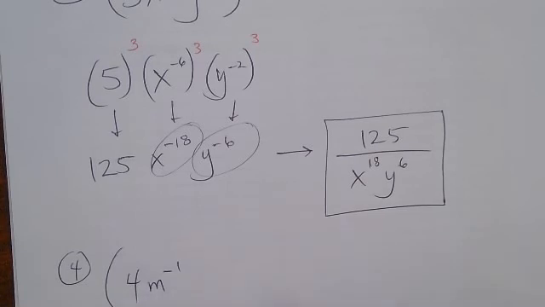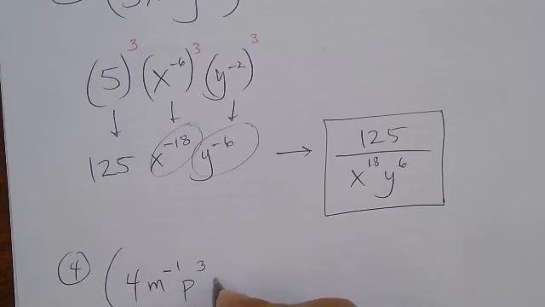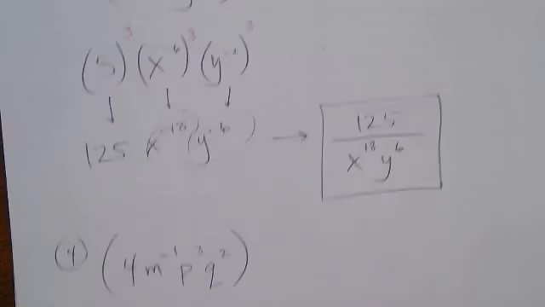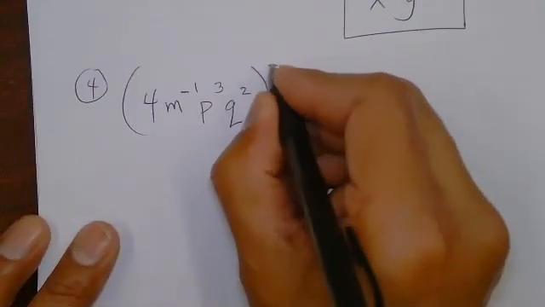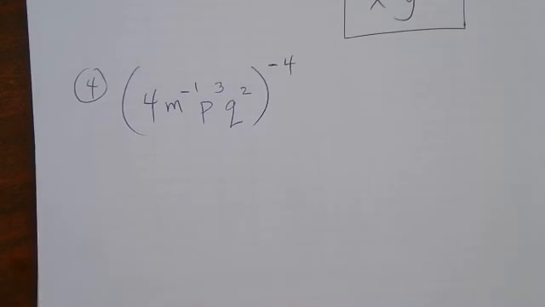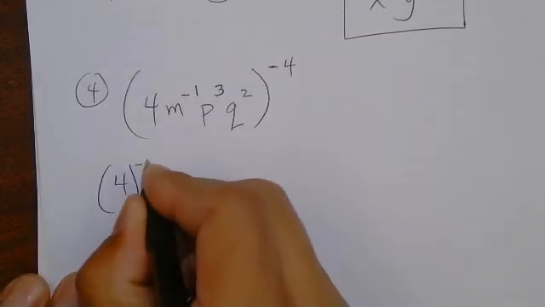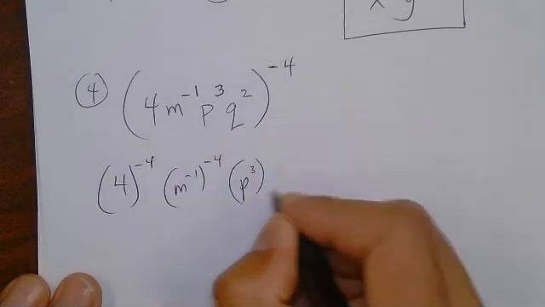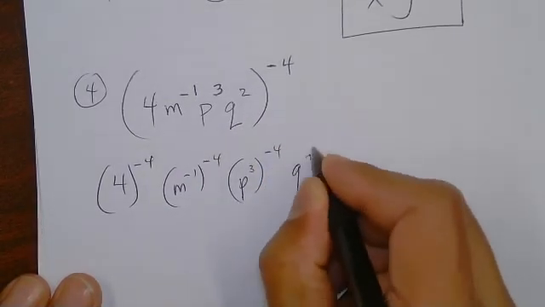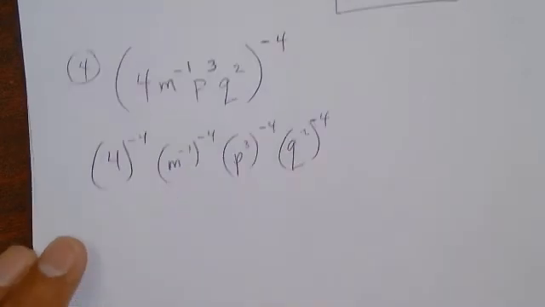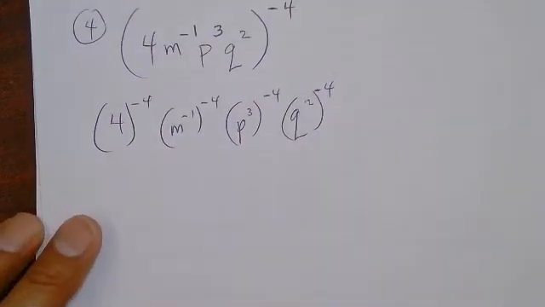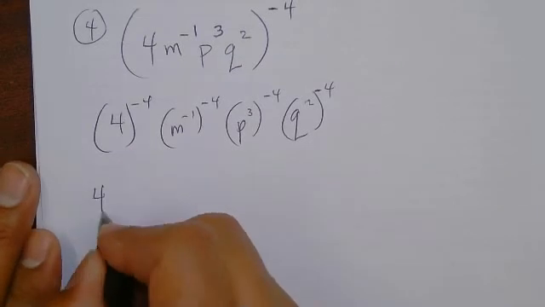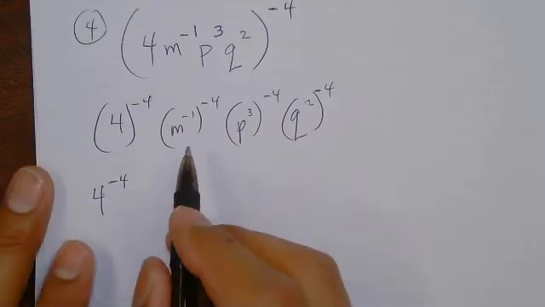What do I want to do? 4 m to the negative 1 p cubed q squared, all to the power of negative 4. The 4 gets a negative 4. The m to the negative 1 gets a negative 4. The p cubed gets a power of negative 4. And the q squared. All of them, each of them get a power of negative 4.